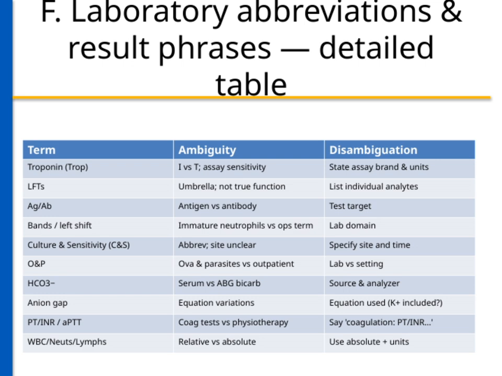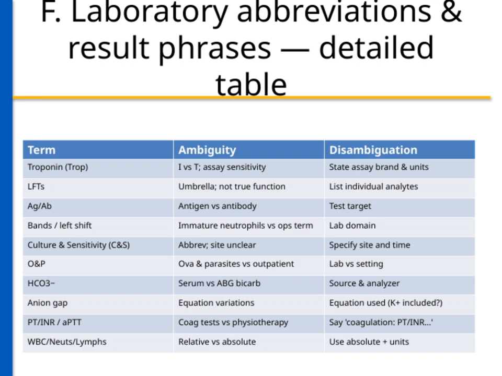HCO3- bicarbonate can come from serum or arterial blood gas measurements. Make sure to specify the source and the analyzer used, as results can vary. The anion gap is calculated differently depending on the equation used, especially with or without potassium. Always specify which formula you're employing, particularly if K+ is included or not. PT, INR, and APTT are coagulation tests, but they can be mistaken for physiotherapy terms. To avoid confusion, say coagulation, PT, INR, and APTT to make it clear you're discussing blood clotting assessments.